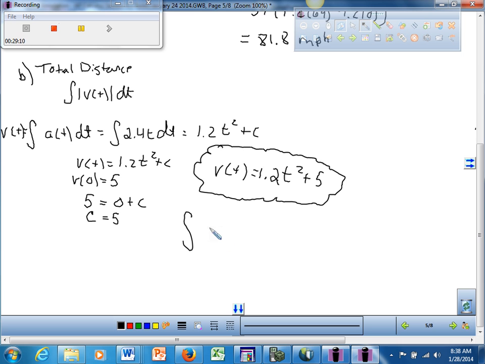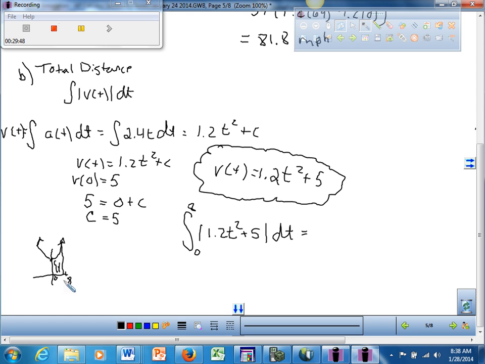All right, but I need total distance, so what do I do now? I'll do the integral of the absolute value of 1.2t squared plus 5 dt. Do I need the absolute value this time? That thing is always positive in our interval from where to where? 0 to 8. Can you go over again how you get rid of the absolute value if it's positive? In this case, we wouldn't have to do anything because this function is a parabola shifted up 5, so it is above the x-axis on our whole interval from 0 to 8. The area under the curve is all positive.